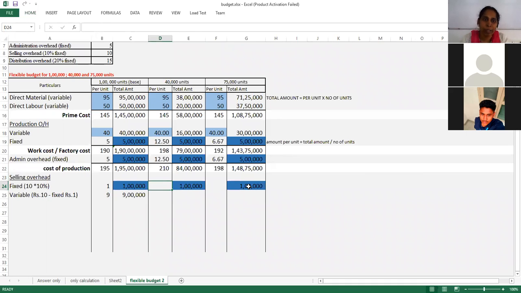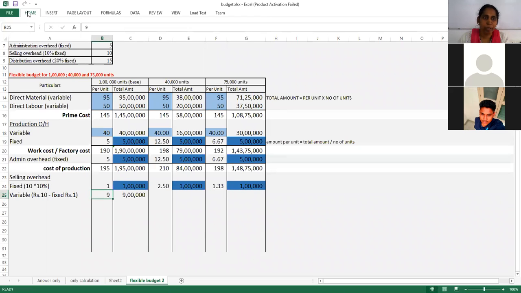Now going to calculate what is the per unit cost. Simple. Take the total amount, 1 lakh, divided by number of units, 40,000 units. And here 1 lakh and the number of units are 75,000 units. So 1 lakh divided by 75,000 units. And this is variable cost.